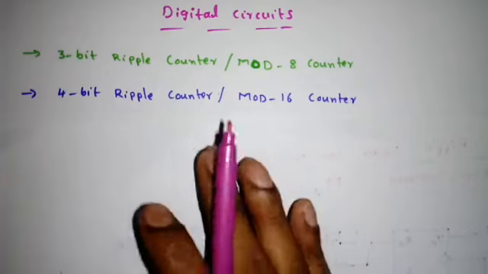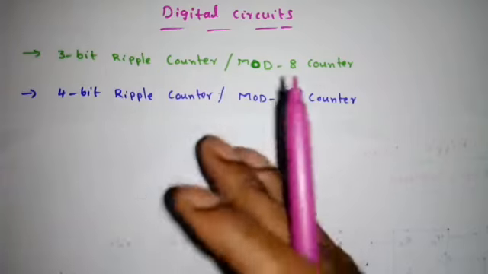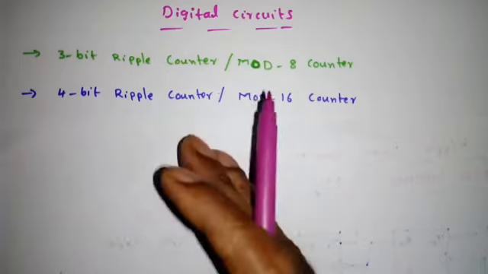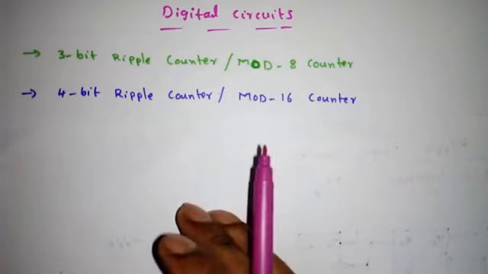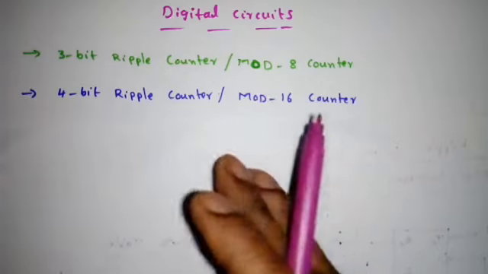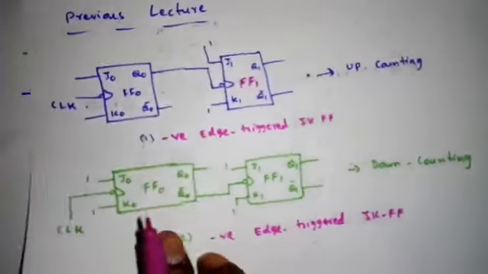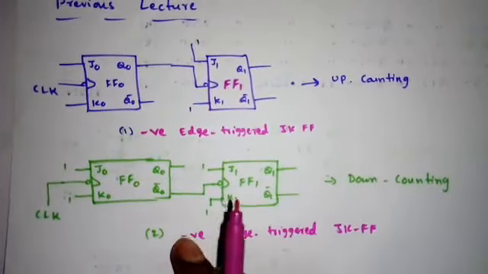In the previous lecture, we discussed 4 ripple counters, that is a 2-bit up counter using negative edge triggered flip-flop, a 2-bit down counter using negative edge triggered flip-flop, a 2-bit up counter using positive edge triggered flip-flop, and a 2-bit down counter using positive edge triggered flip-flop. So we'll go very quickly through what we have discussed in the previous lecture.